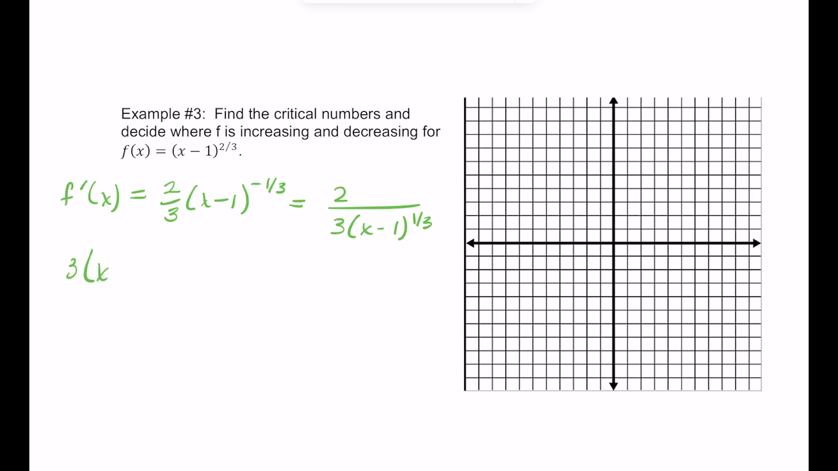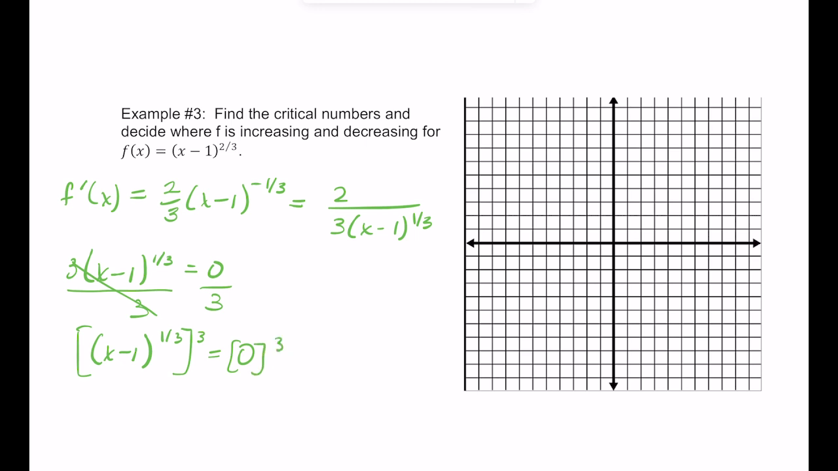So I'm going to take 3 times x minus 1 to the 1/3 power and set it equal to 0 and solve for x. So I would divide both sides by 3. I would get x minus 1 to the 1/3 equals 0. And then I want to undo that 1/3 so I can cube both sides. So now it would just be x minus 1 equals 0. So x equals 1.